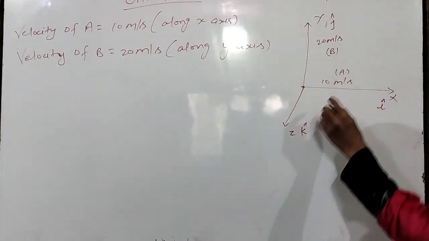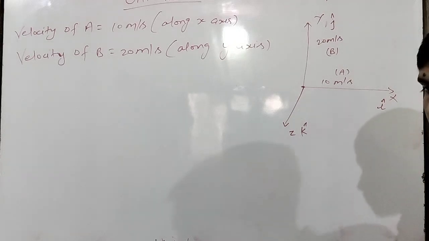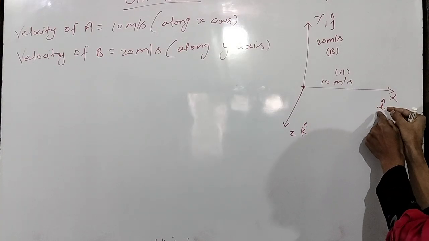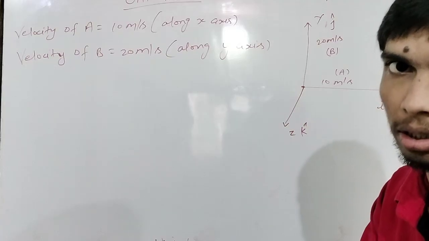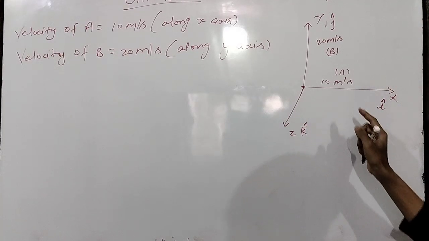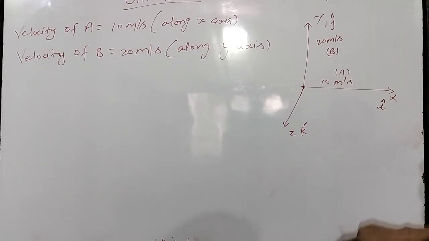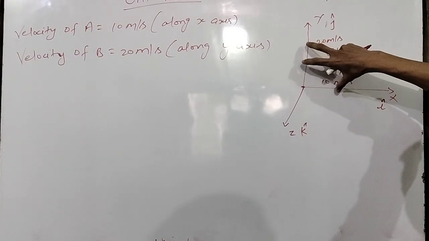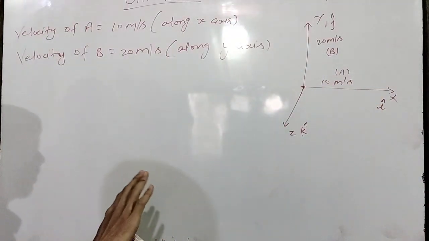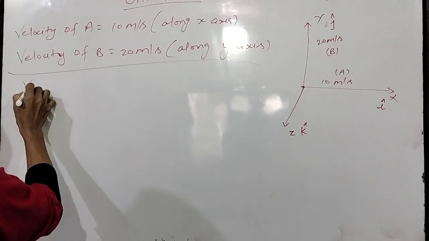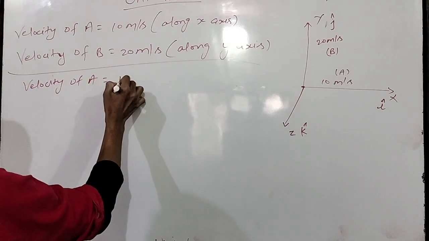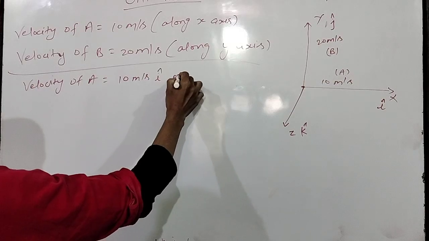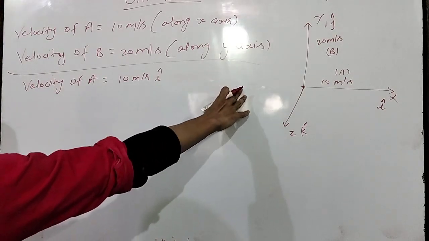So this I cap, j cap, and k cap, as we know this cap is represented for direction. So yes, when you write this I cap, it means you are providing direction. Clear? 10 meter per second I cap. Right now we have three axes, but our focus is on these axes. Velocity of A is nothing but 10 meter per second I cap. Clear? Or you can say 10 I, but let it be.